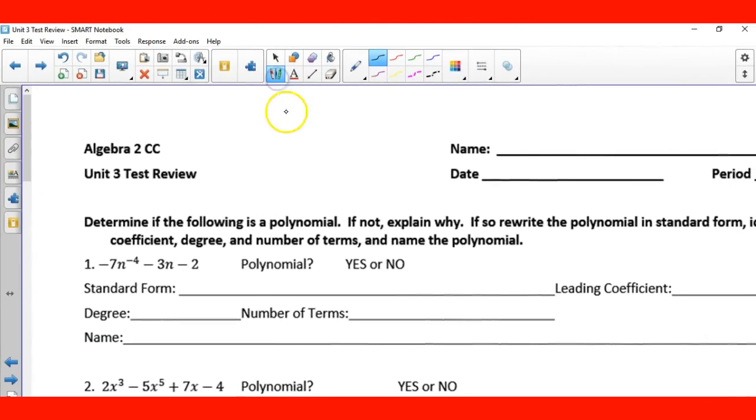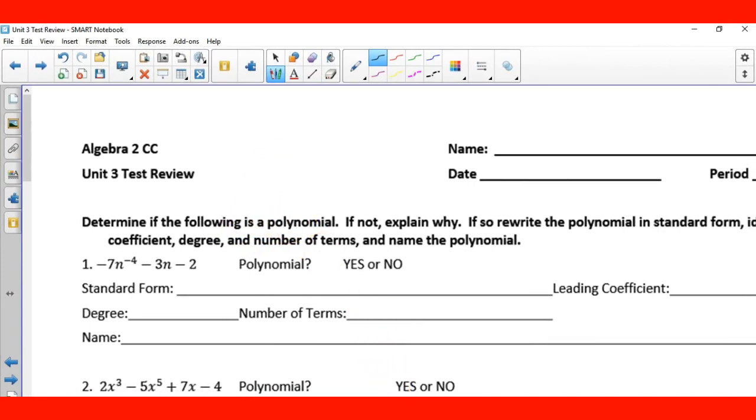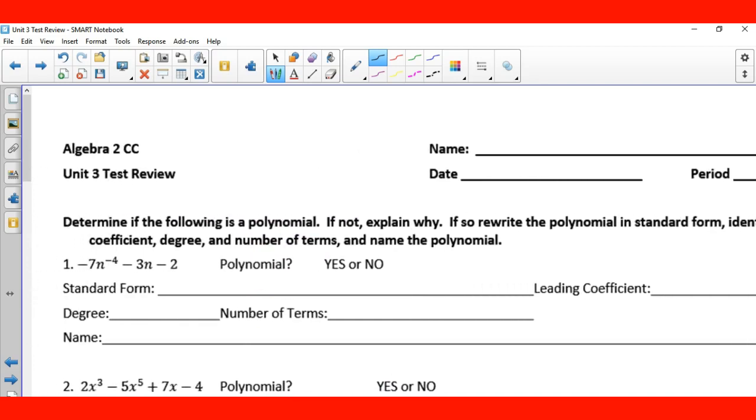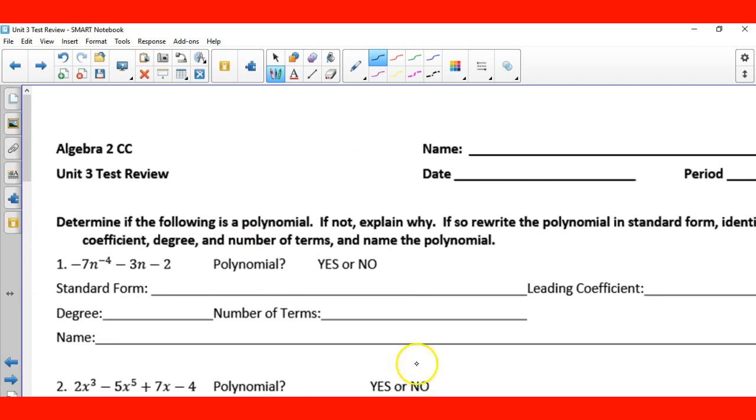All right. So it says determine if the following is a polynomial. If not, explain why. If so, write the polynomial in standard form. Identify the leading coefficient, the degree, the number of terms, and the name of that polynomial. All right, so here we go. Is it a polynomial?